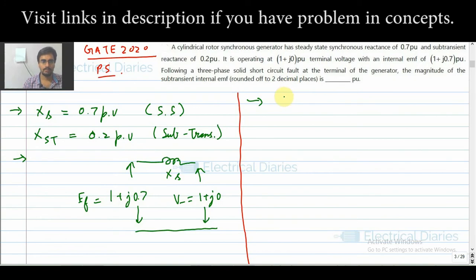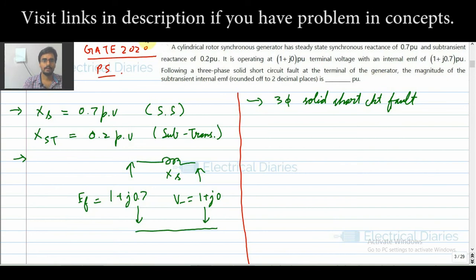Again a 3-phase solid short circuit fault occurs at the terminal of the generator. The magnitude of the sub-transient internal EMF is, so he is asking the magnitude of the sub-transient internal EMF.